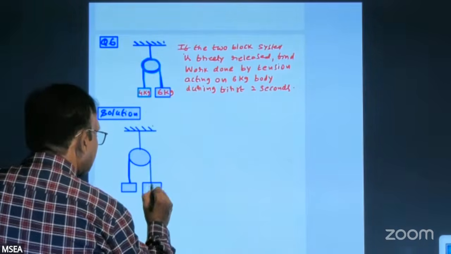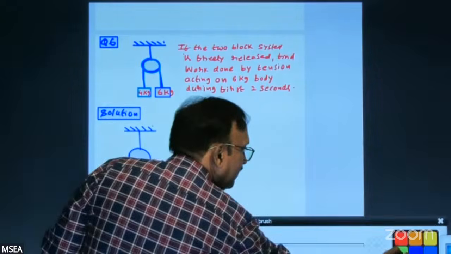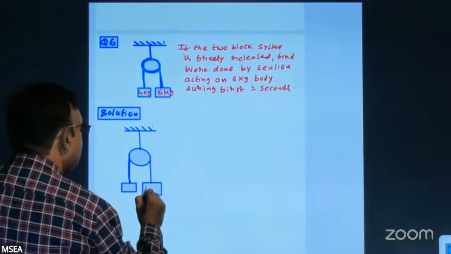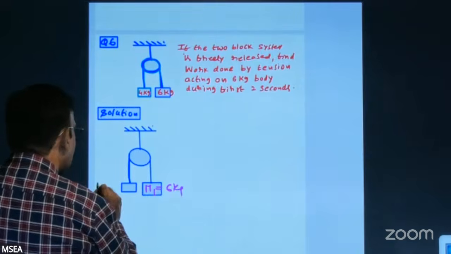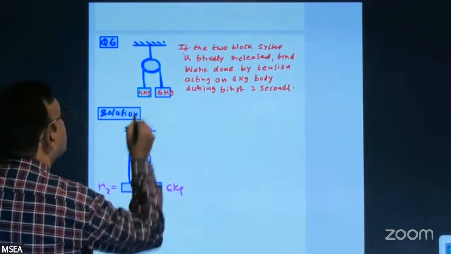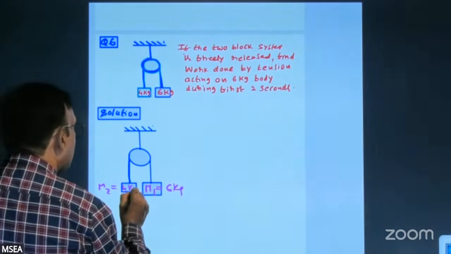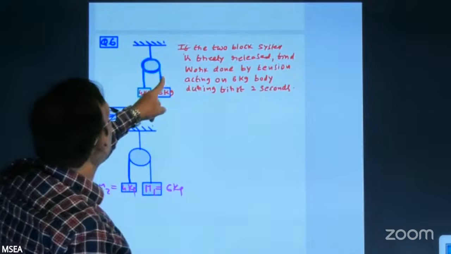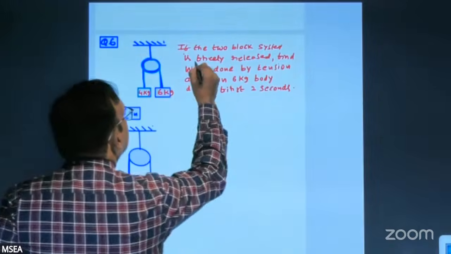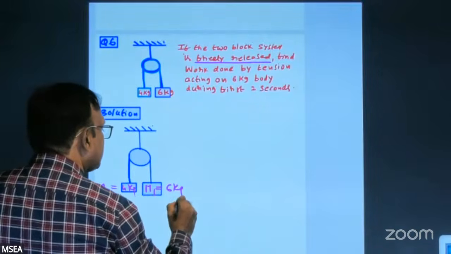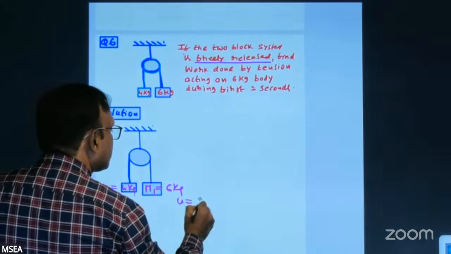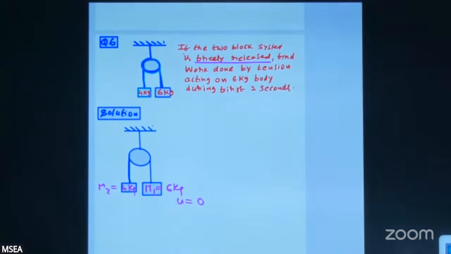The heavy mass we generally denote by M1. M1 is 6 kg. The lighter mass, we are calling it M2, that is 4 kg. Now, if the two block system is freely released, please make a note that the initial velocity is 0 there. The two block system is freely released.